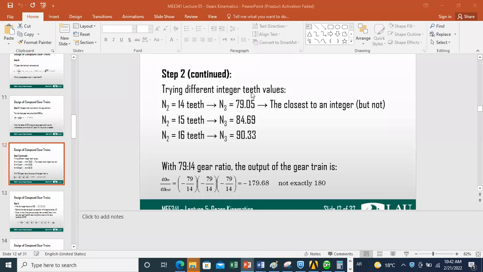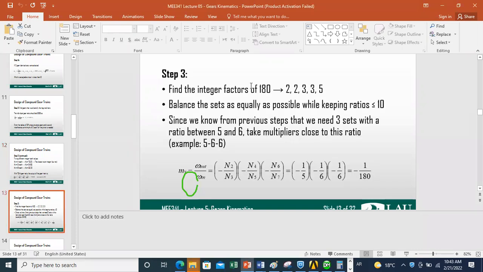So once I obtained a closed solution, let me consider now. I have an idea that one of my sets can be close to 79 over 14, but not exactly this value. So what can I do then? I can decompose my ratio, which is to have integer factors of 180.